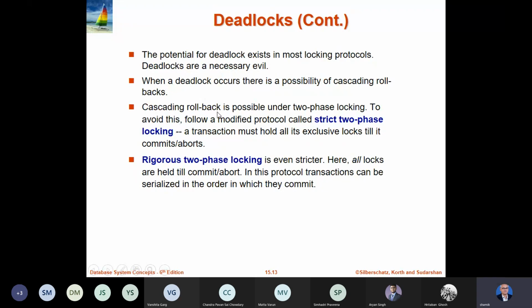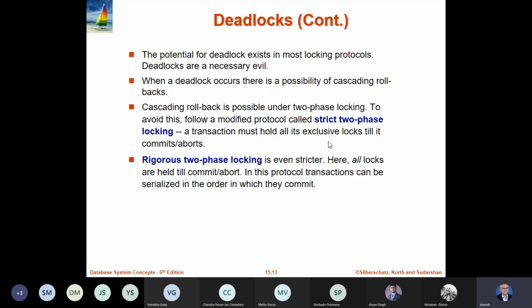Now, cascading rollback is also possible under two-phase locking. To avoid this, follow a modified protocol called strict two-phase locking, or S2PL, in which a transaction must hold all its exclusive locks till it commits or aborts. So you do not release the locks early. If you release the locks early and then do not commit, the other transactions will also have to be rolled back. So you hold all the exclusive locks till it commits or aborts, and only after committing do you release the locks. So nobody else will be able to get them, and there is no question of cascading rollback.